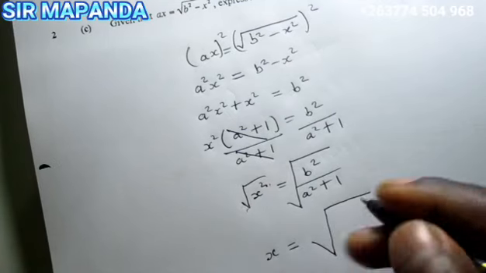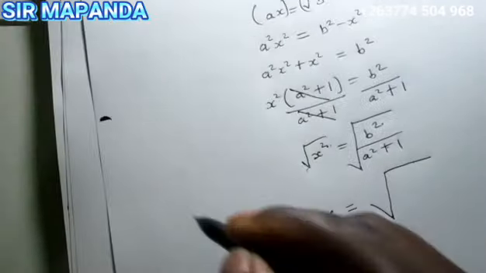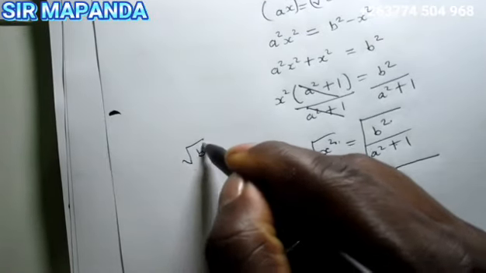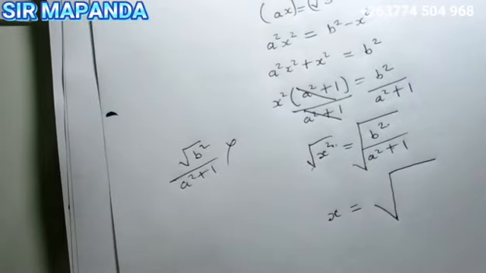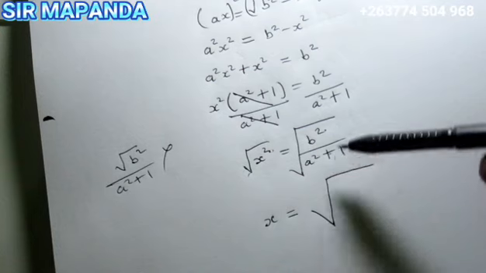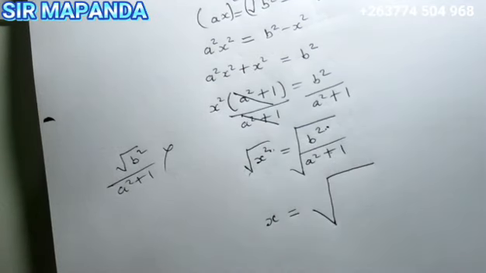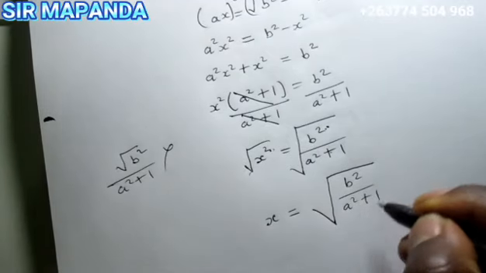Then make sure the root sign is covering both the numerator and the denominator. Because if you present your answer like square root of b squared over a squared plus 1, you'll be marked wrong. Why? Because the root sign must cover both the numerator and the denominator. So this is your final answer.